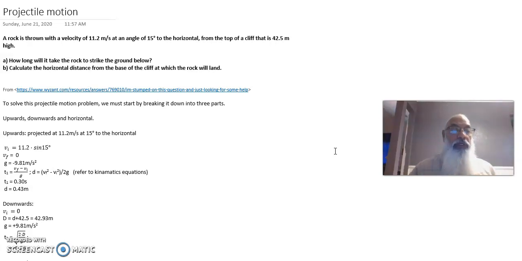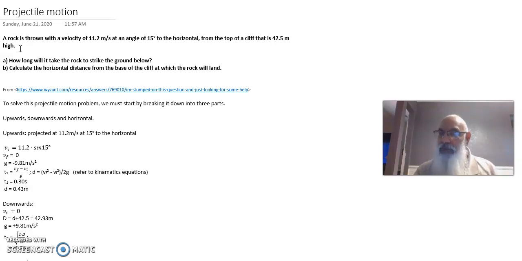Okay, so let's look at a question. A rock is thrown with a velocity of 11.2 meters per second at an angle of 15 degrees to the horizontal from the top of a cliff that is 42.5 meters high. So here we are at the top of a cliff, and we know the height of that cliff, and then this rock is being thrown at an angle of 15 degrees.